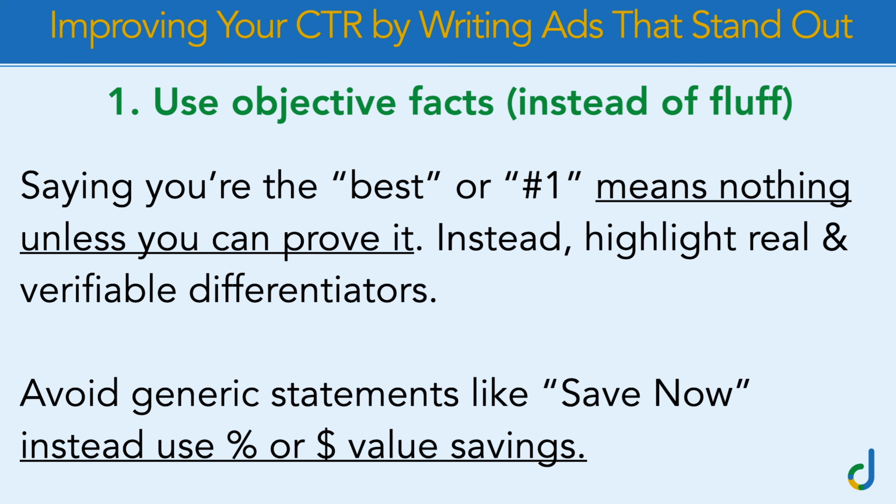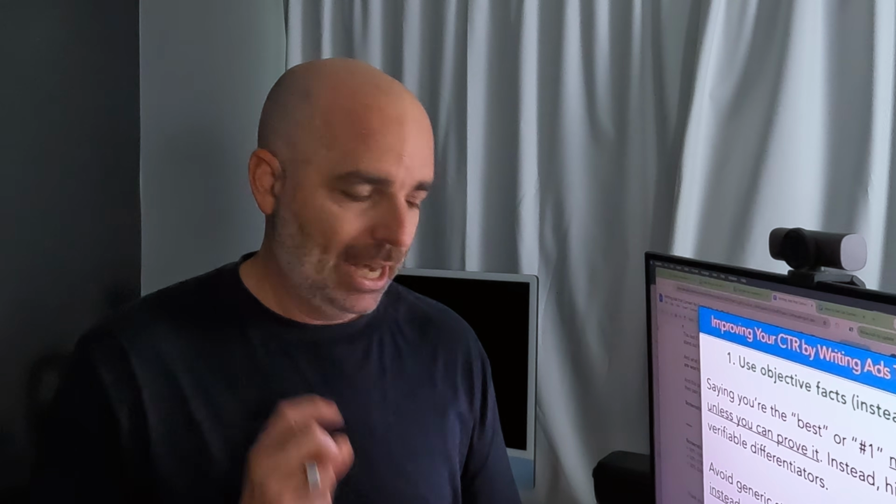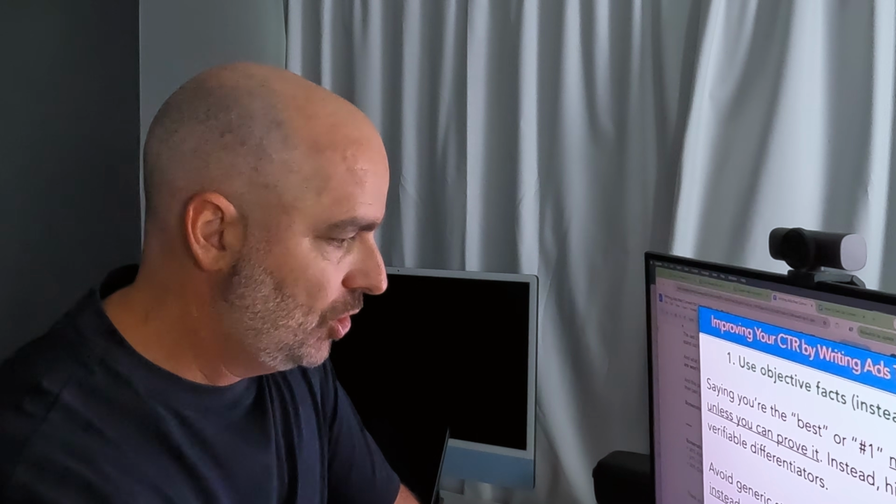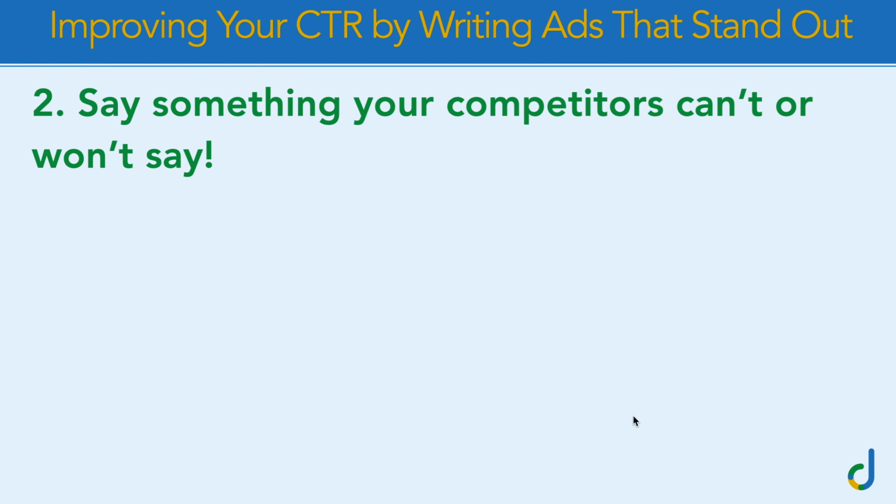Another part of this is avoid generic statements. The other thing that I see as a big mistake is people just say save now. Rather than saying save now, I always say to businesses, you need to be using a percentage or a dollar value. So if you've got a service and you're proven to save businesses up to 39% on operating costs, what sounds better? Save now or our clients save on average 39%. Put a dollar value or percentage value in there and it just has a lot stronger messaging inside of Google Ads.